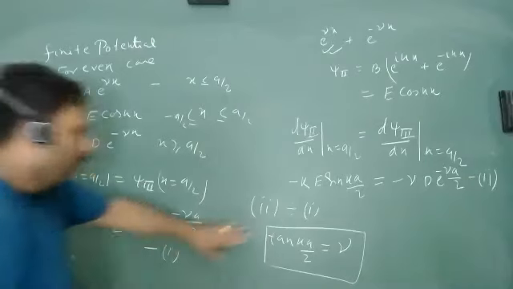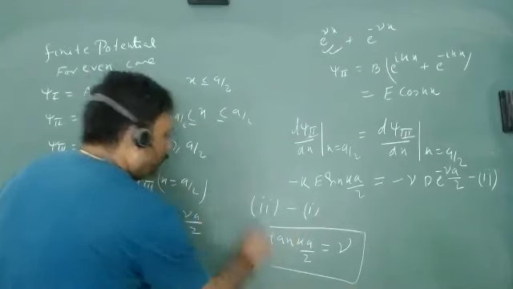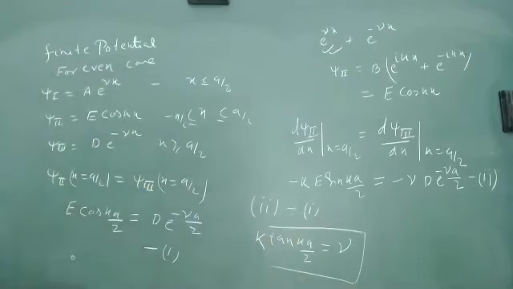Sorry, k is also there, no? So k is also there. So k tan(ka/2) is equal to gamma. Isn't it? Am I correct?